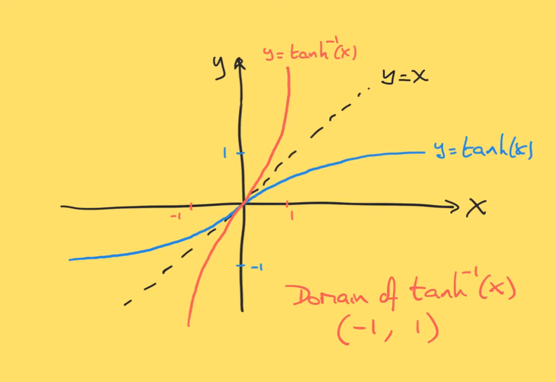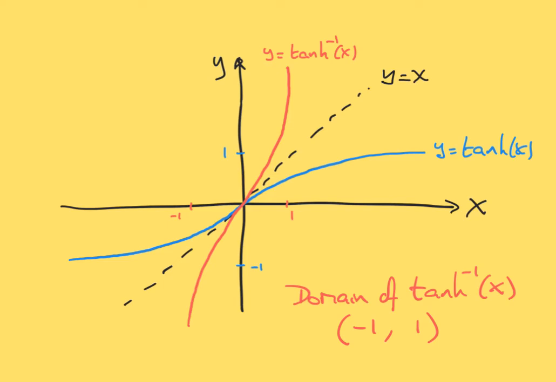And the inverse function is obtained by flipping this about the line y equals x, and that gives us this red curve, and that is the inverse function tangent to the minus 1 of x. And remember, the range of tangent is between minus 1 and 1, and in a similar way, the domain of tangent to the minus 1 is between minus 1 and 1.